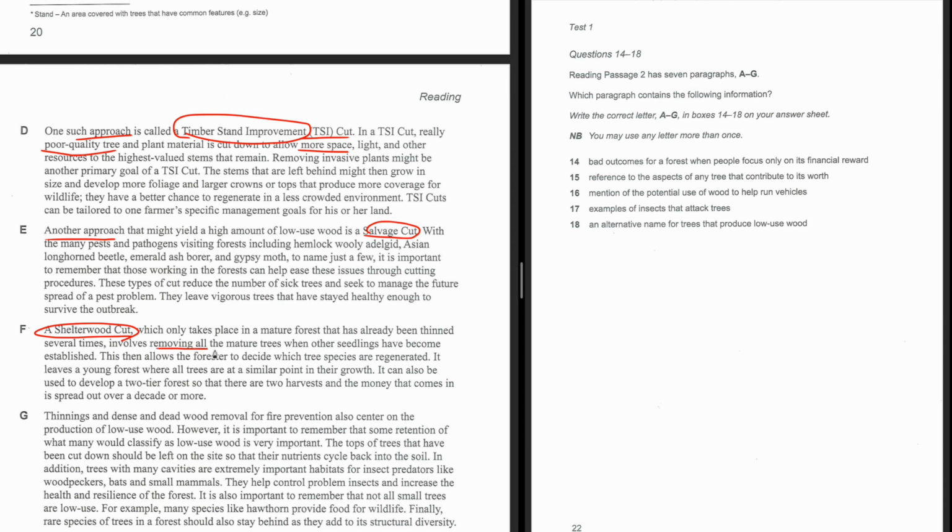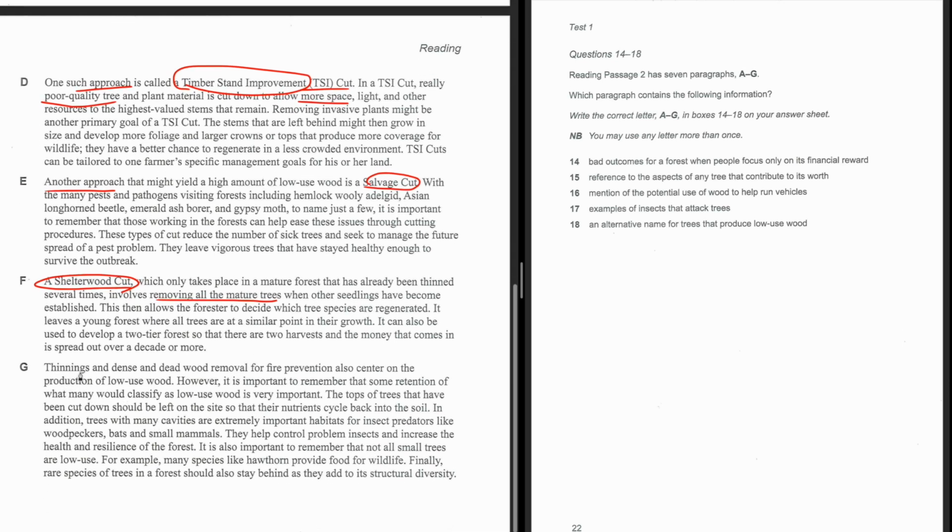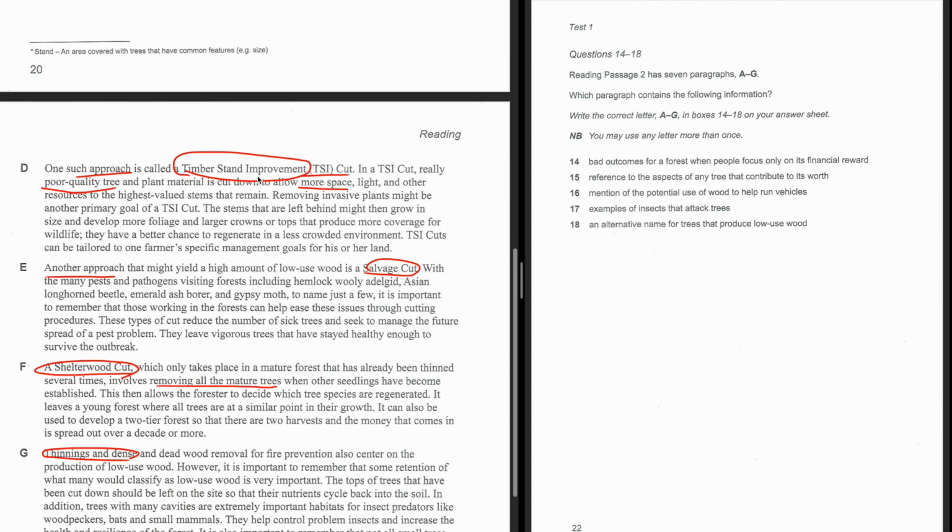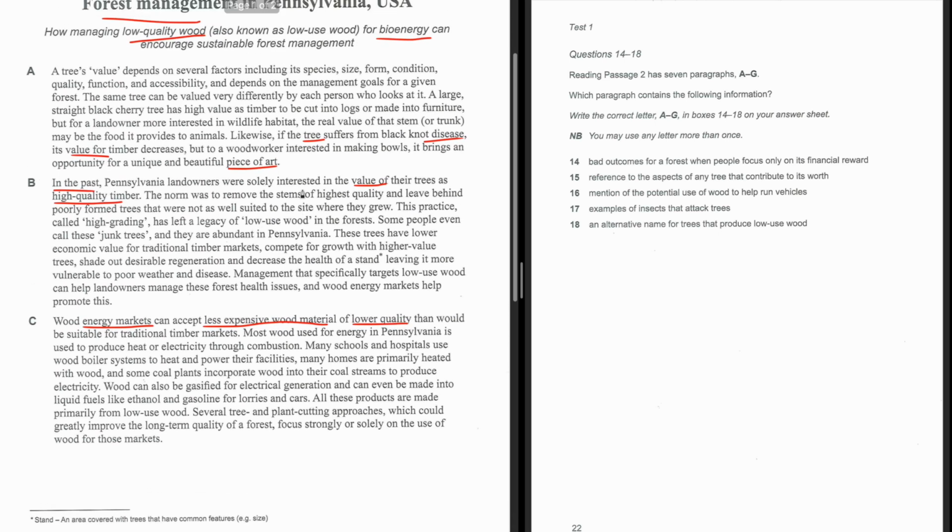Removing all the mature trees when other seedlings have become established. Okay, we don't need that detail. Thinnings and dense and dead wood removal for fire prevention also center on the production of low-quality wood. Okay, so this is a final approach. So there are 1, 2, 3, 4 approaches on this page.